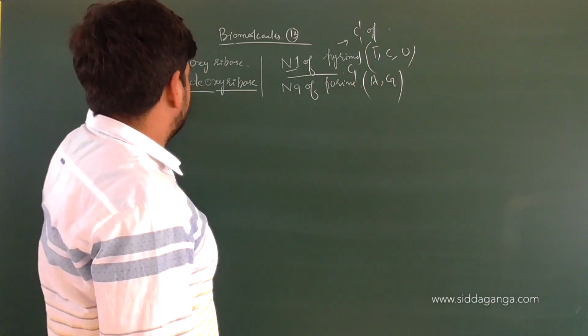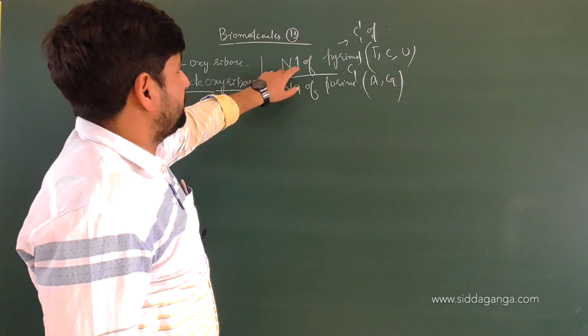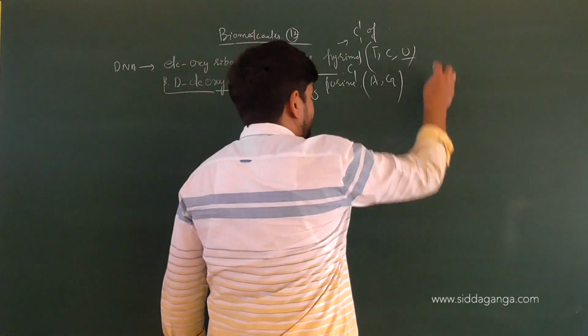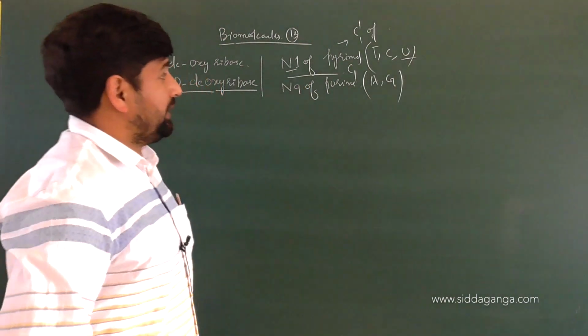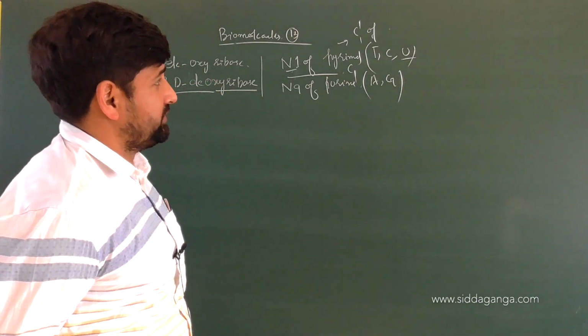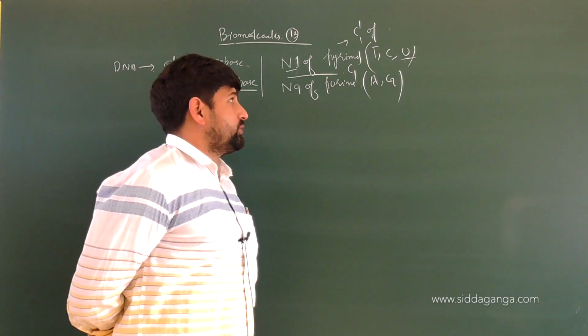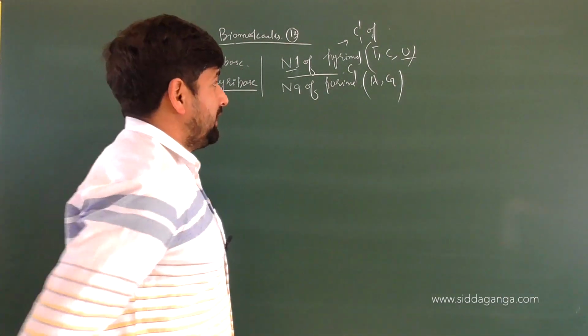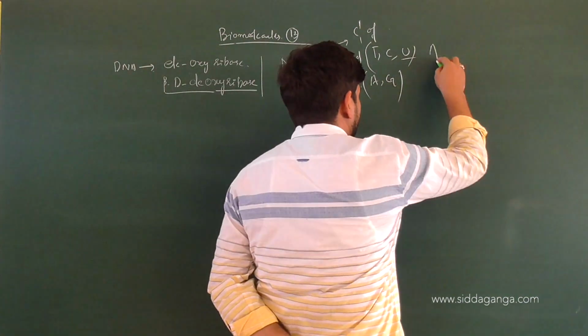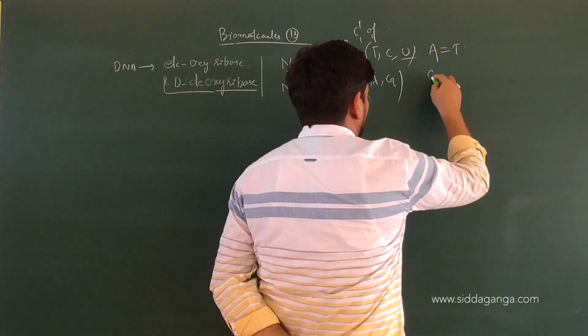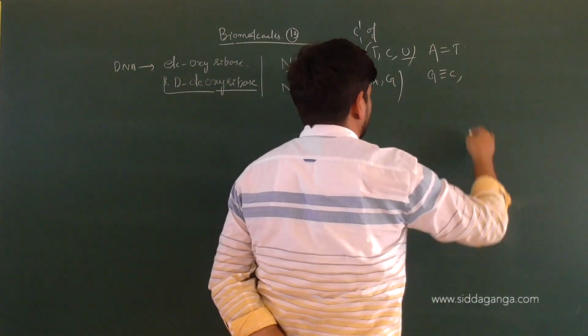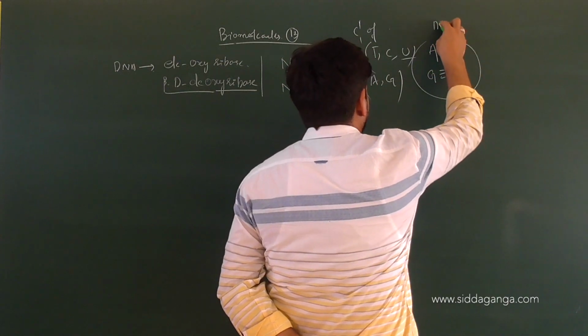One more thing, one was deoxyribose, and in case of DNA, you do not have uracil. You have adenine, guanine, thymine and cytosine. While in case of RNA, you have uracil instead of thymine. How is base pairing? Adenine double bonds to thymine, guanine triple bonds with cytosine. This is DNA base pairing.